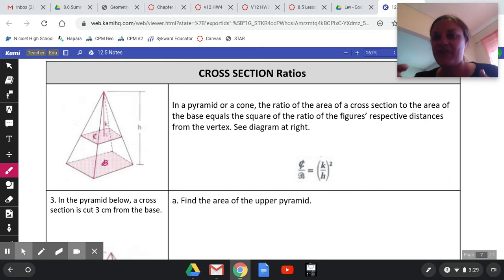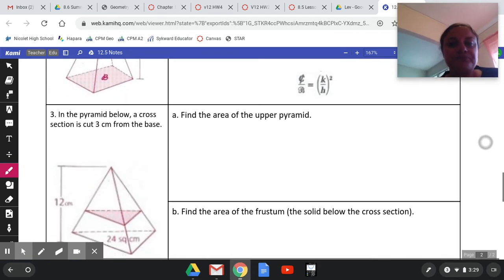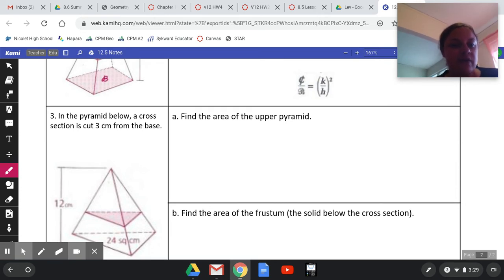Okay, so now you've hit play. Let's take a look at how we can actually use this. In my diagram, I am given a pyramid and it has a cross section that's cut 3 centimeters from the base. The base area is given to me as 24 square centimeters. The overall height is given to me as 12.